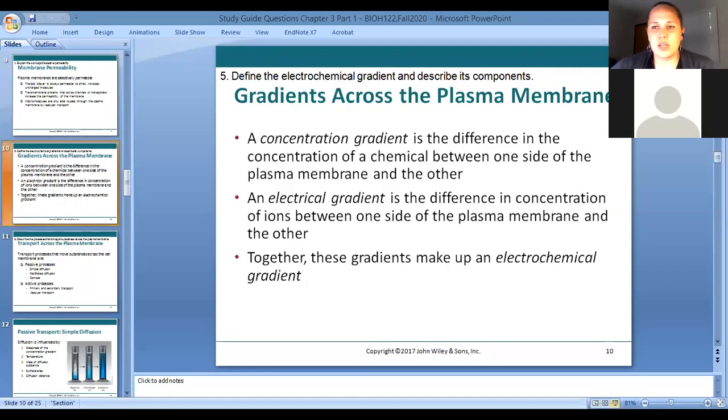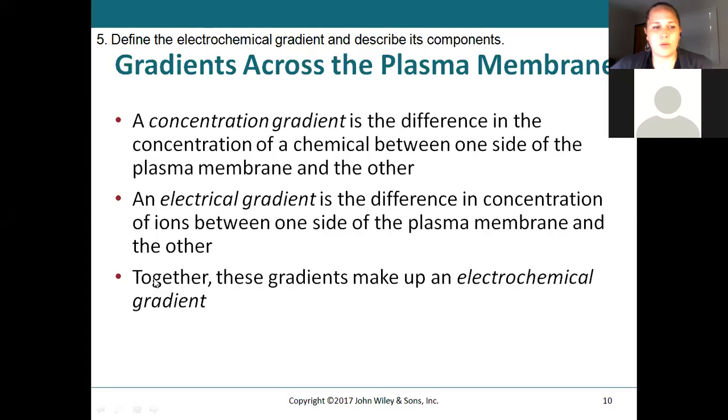The next question is: define the electrochemical gradient. Thanks, Carson, for the update. The electrochemical gradient is composed of exactly what it sounds like. It's composed of the concentration of ions that create an electrical difference between the inside and the outside of the cell. If you have a lot of positive ions outside the cell and fewer positive ions inside, that difference causes a net negative charge inside the cell. This is the case for most cells. Most cells sit at a net negative.